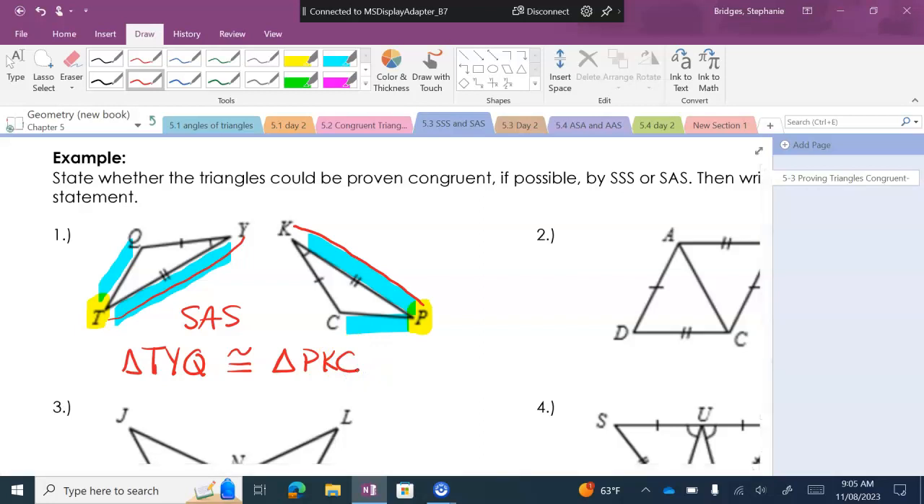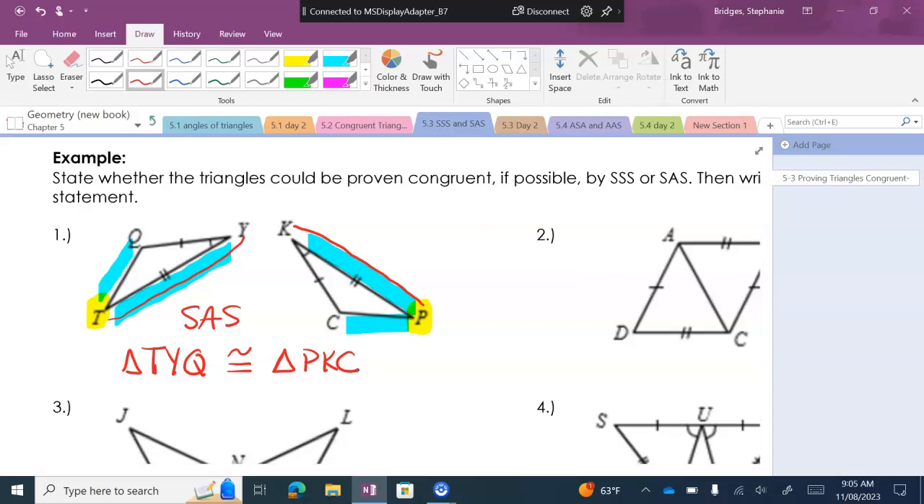It doesn't have to be exactly as I have it listed, but what you do have to check: T and P are in the same position, Y and K are in the same position, and Q and C are in the same position. Okay, so that's all we have to do. We say if they're congruent by either side, side, side, or side, angle, side. And then if they are congruent, we have to name that statement.